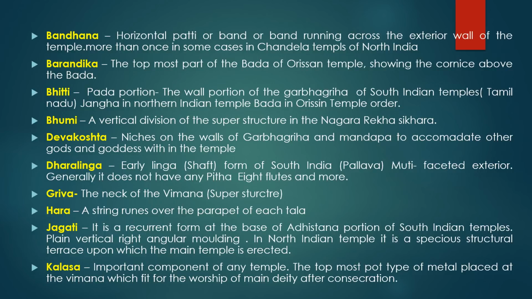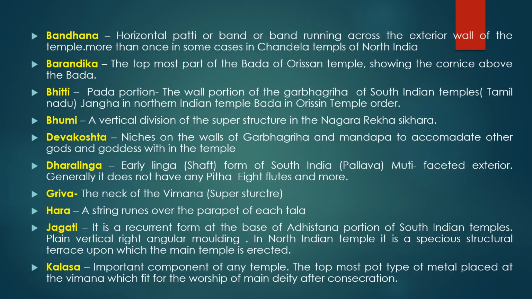Devakosta. In Tamil it is known as Madakuri, or niche in English. Niches on the walls of Garbhagriha and Mandapa to accommodate other gods and goddesses within the temple. In the early period, we have the temples with the Garbhagriha, and on the side walls of the Garbhagriha, we have the niches to accommodate the demigods. Like on the south side, we have Vinayaka first in the niche, and then Dakshinamurti or Tendisai Kadavul.